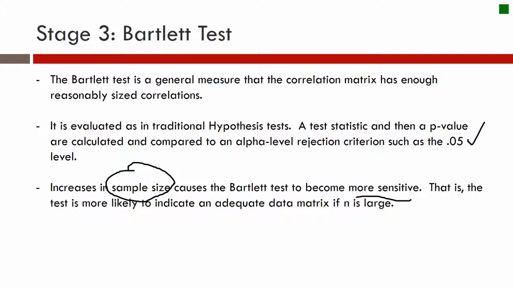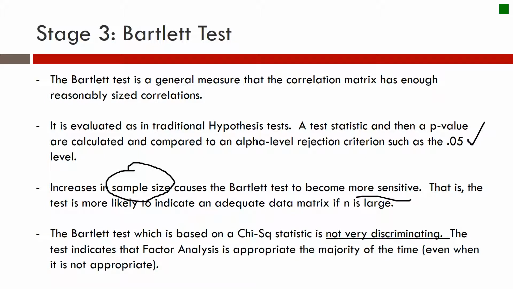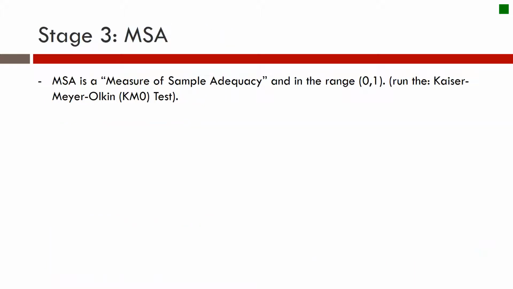So that's the problem with the Bartlett test, in that it may indeed yield a significant result, but those significance levels may not be really that important if you have a really high sample size. A more important or more robust test or indicator would be the MSA, the measure of sampling adequacy. This is going to be a measure or a result that falls between 0 and 1.